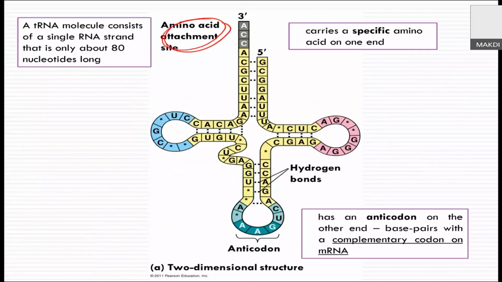Okay, they have amino acid attachment. So different tRNA, different anticodon. Sebab di mRNA kita ada codon kan. So the codon is complementary to the anticodon here.